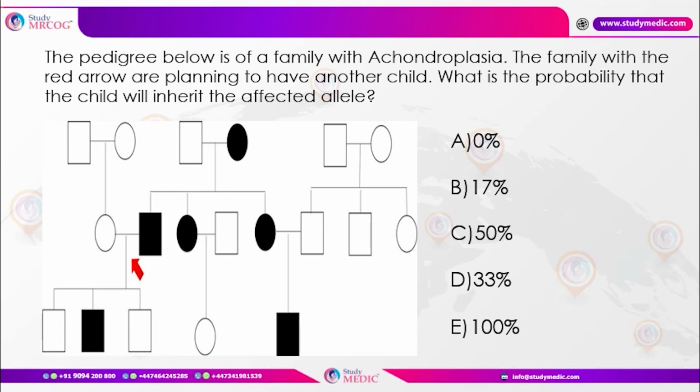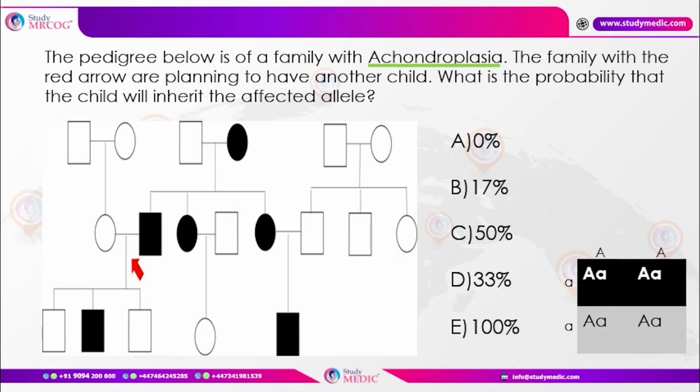The pedigree below is of a family with achondroplasia. The family with the red arrow are planning to have another child. What is the probability that the child will inherit the affected allele? Now, for this, we first need to know what kind of inheritance achondroplasia has. So, achondroplasia follows an autosomal dominant inheritance. Next, we put a Punnett square to reach our answer.